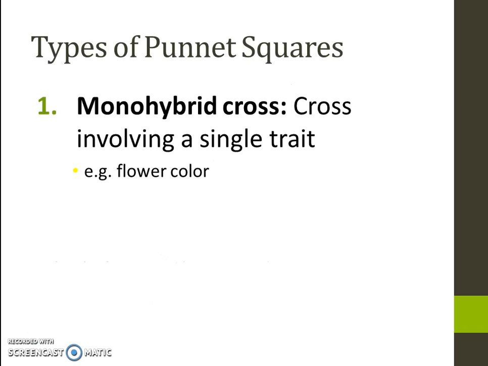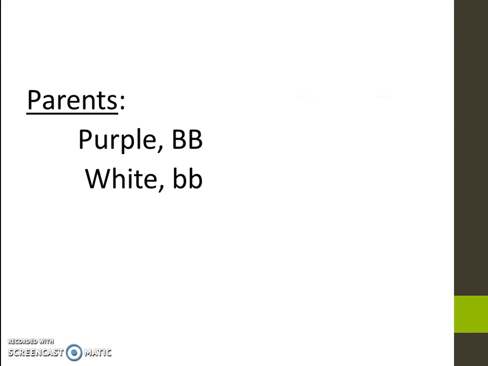So there's two types of Punnett squares we're going to look at. The first one that we'll do today is called a monohybrid cross, mono meaning one. So we'll just be looking at one single trait. And the examples we'll do here involve flower color. So the parents we're going to look at for this example, we have a homozygous dominant purple flower that will cross with a homozygous recessive white flower.